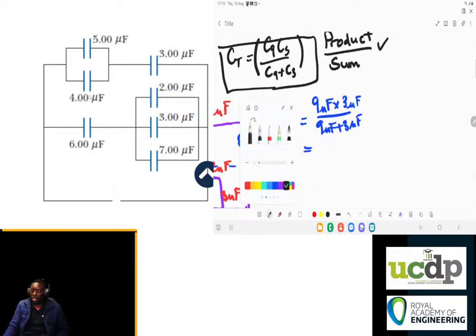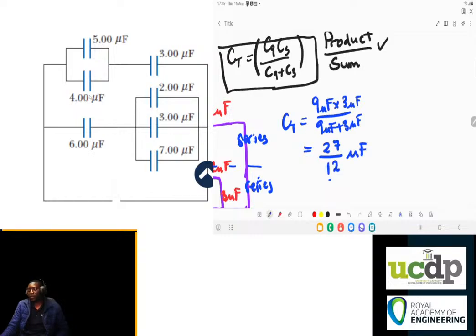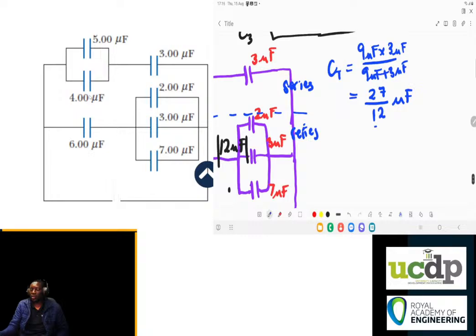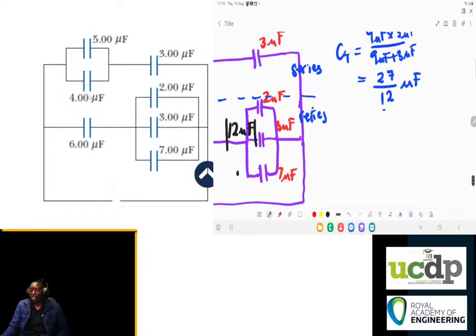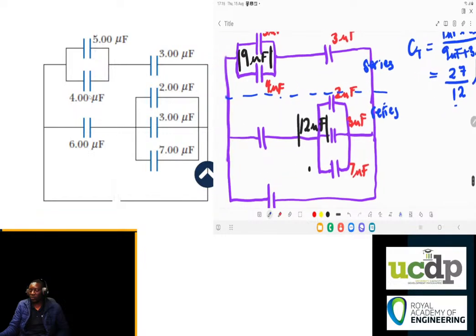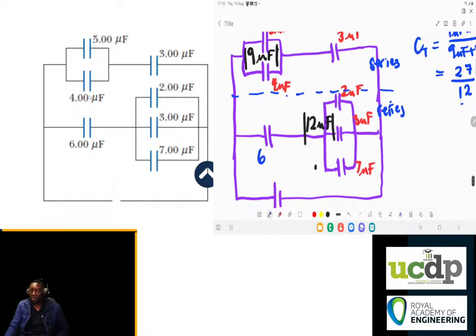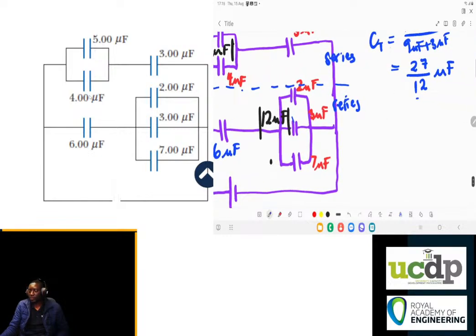So that would mean when we have 9 and 3, that's 27 over 12 microfarads. That's our total capacitance at the top. Right, the total capacitance at the top. Then for the bottom series, what do we do for the bottom series? This is 6 micro. For these two at the bottom, you do the same thing.